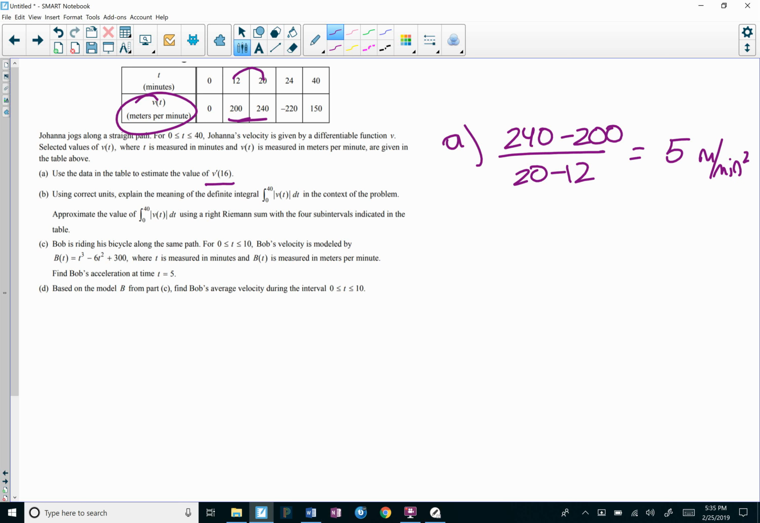That's only 1 point. Now you have to show your subtraction. You can't just put the answer of 5. That won't get you any credit.